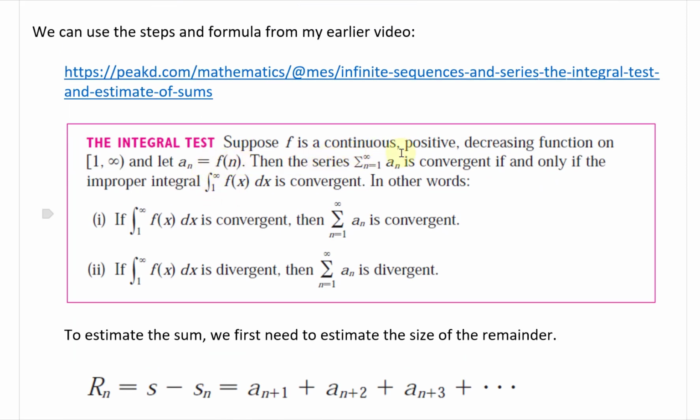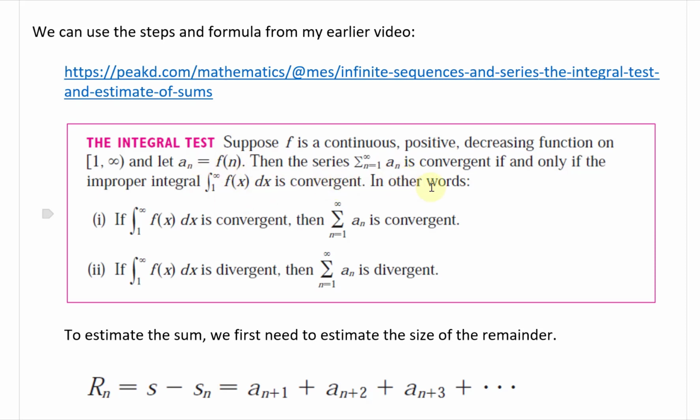So suppose f is a continuous, positive, and decreasing function on the interval [1, infinity). This square bracket means it includes 1 up to infinity, and the regular bracket means it's not actually going to hit the infinity because it's infinity. And let a_n equal f(n), so you can write the terms as a function. Then the series, the summation from n equals 1 to infinity of a_n, is convergent if and only if the improper integral, the integral from 1 to infinity of f(x) dx, is convergent. It's improper because there are infinity signs, so you have to take a limit and so on.